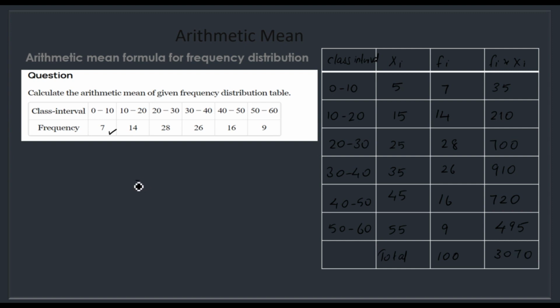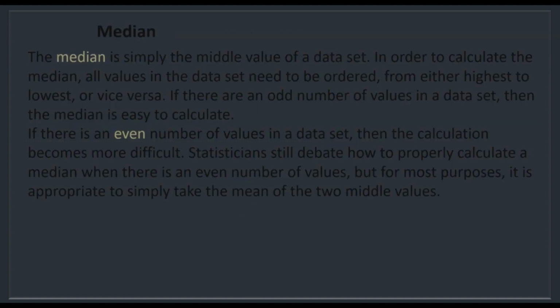Now how do we calculate the arithmetic mean? Summation of fi into xi divided by summation of fi. 3070 divided by 100 is 30.70. So this is the way we calculate the arithmetic mean for a frequency distribution.